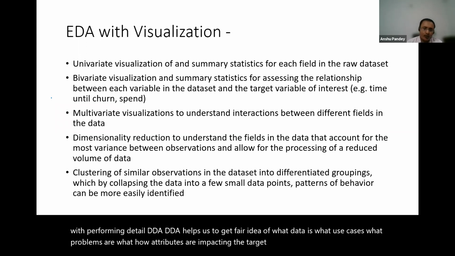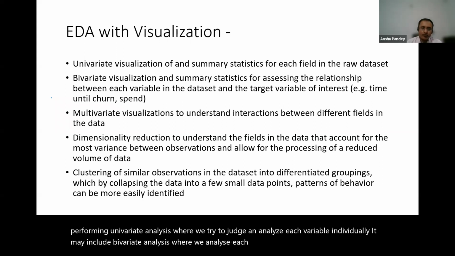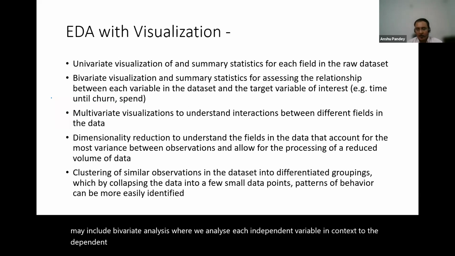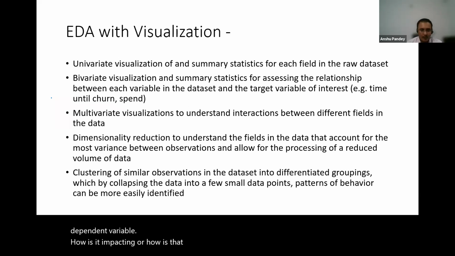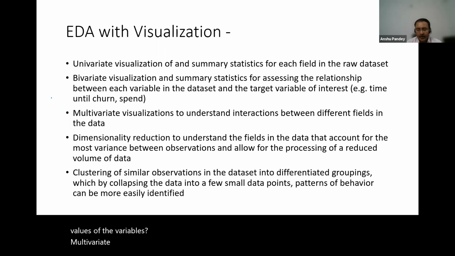Detailed EDA may include performing univariate analysis, where we try to analyze each variable individually. It may include bivariate analysis, where we analyze each independent variable in context to the dependent variable: how is it impacting, or how is that relation shifting over time or over change in the values of the variables. Multivariate analysis is where we analyze the effect of multiple independent variables on the dependent variable together, if they are making some sense.